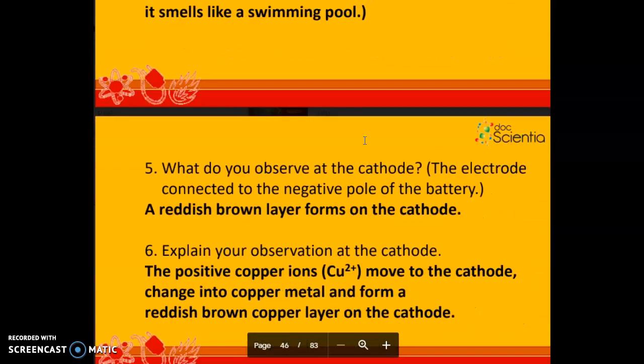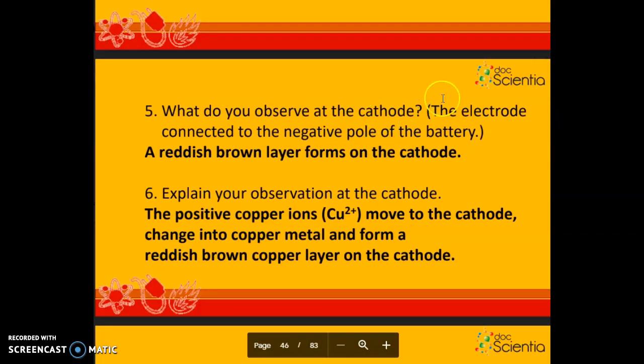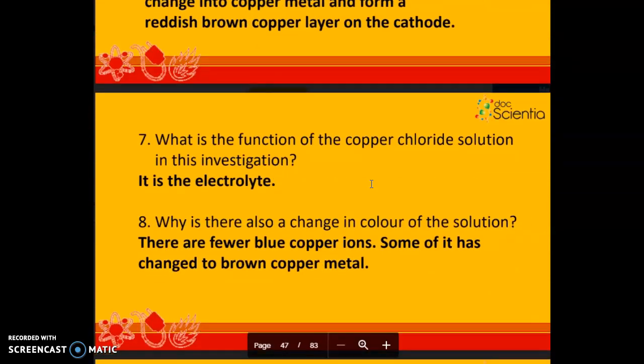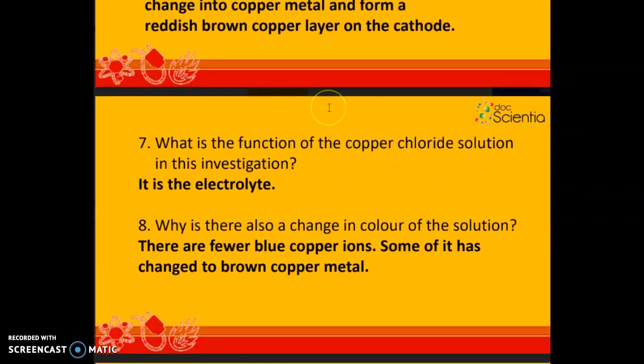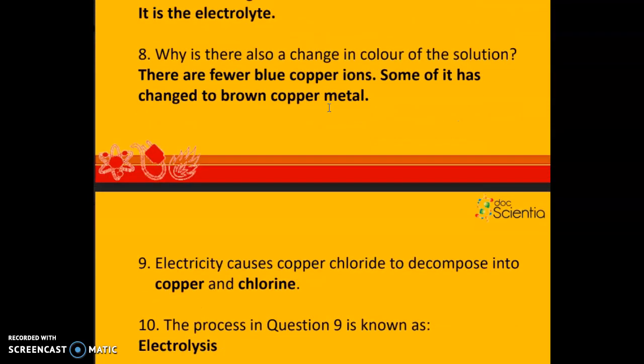So here I can suggest the cathode. To what side of the battery is that connected? To the negative pole. So here we will say, what is the function of the copper chloride solution in this investigation? It's the electrolyte. So she will say, in the instance where you have a copper chloride solution, what will that symbolize, or what is it used for? And you can use the electrolyte.